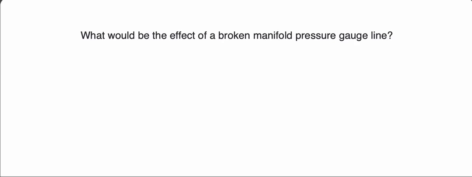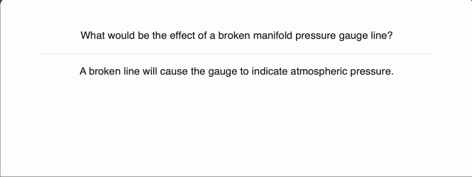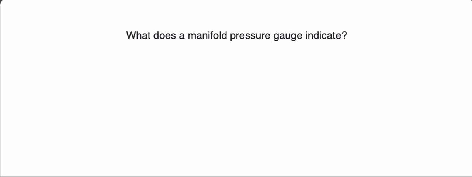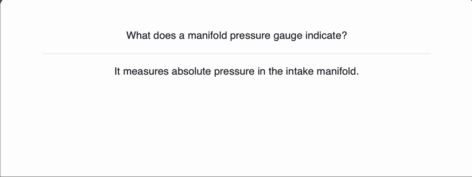What would be the effect of a broken manifold pressure gauge line? A broken line will cause the gauge to indicate atmospheric pressure. What does a manifold pressure gauge indicate? It measures absolute pressure in the intake manifold.